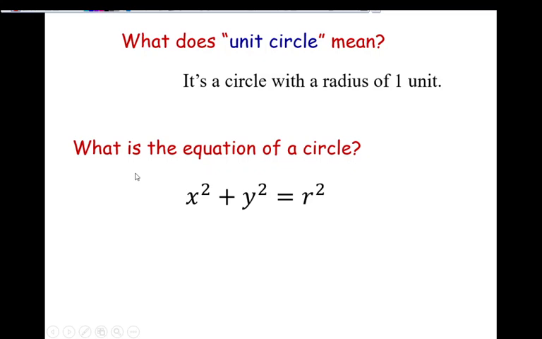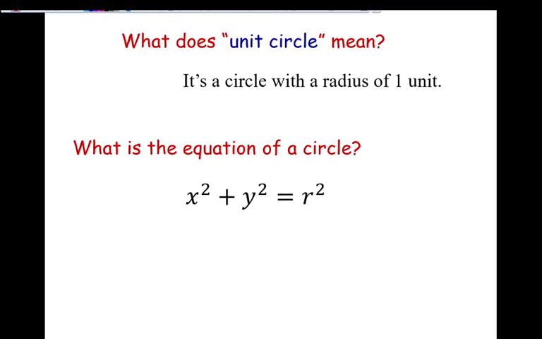Well, the unit circle is a circle with a radius of 1 unit. There's a unit figure for all shapes. So a unit circle has a radius of 1. A unit square has 4 side lengths of 1. A unit triangle has 3 side lengths of 1. So when we talk about a unit circle, unit square, or unit triangle, the length of its major component is 1 unit, whatever that unit is.